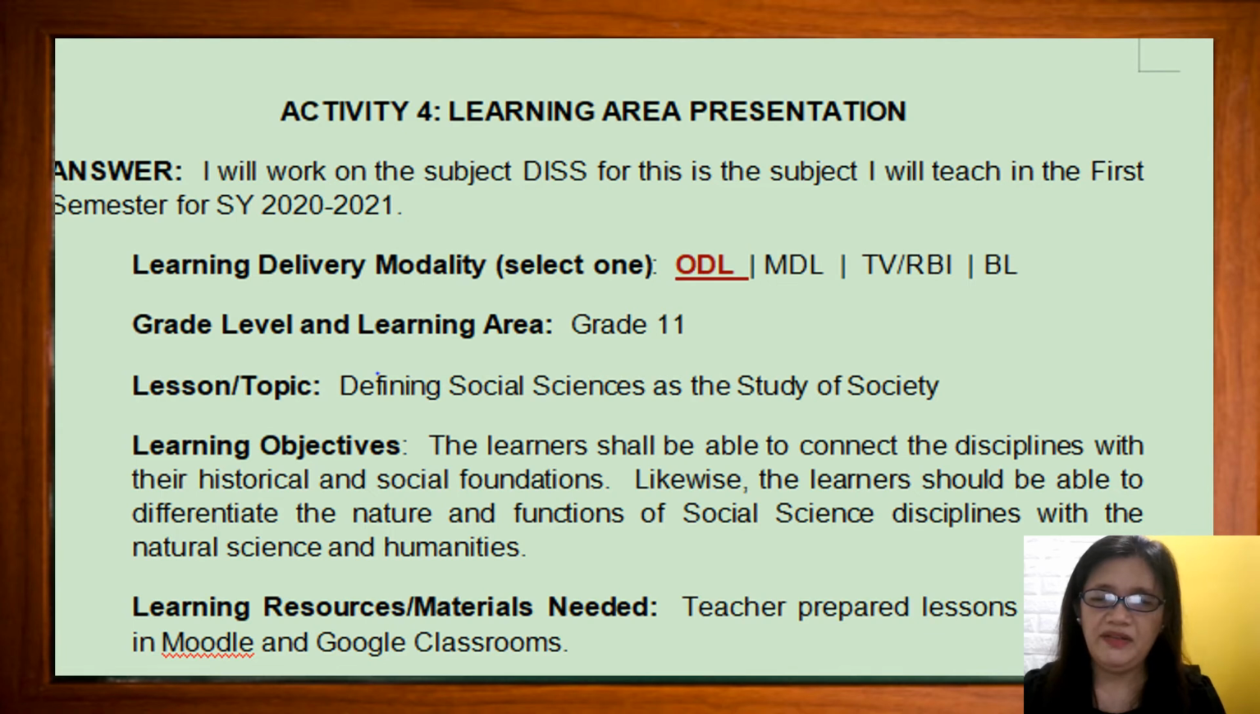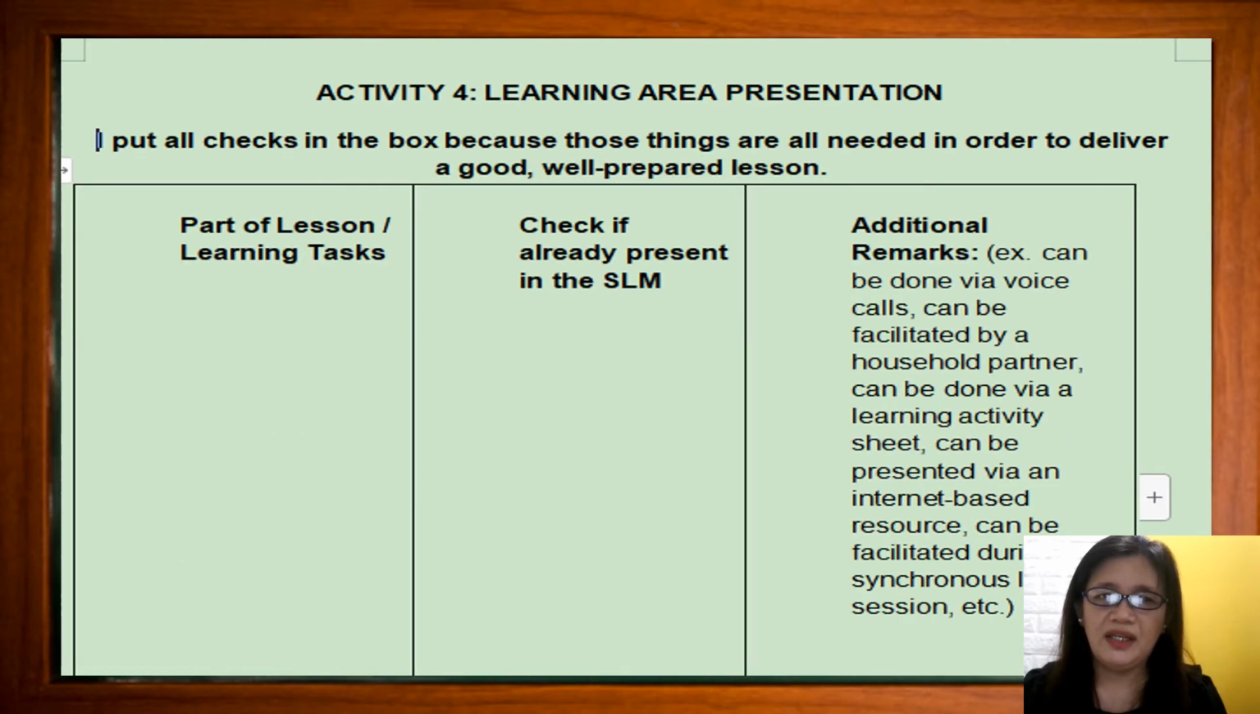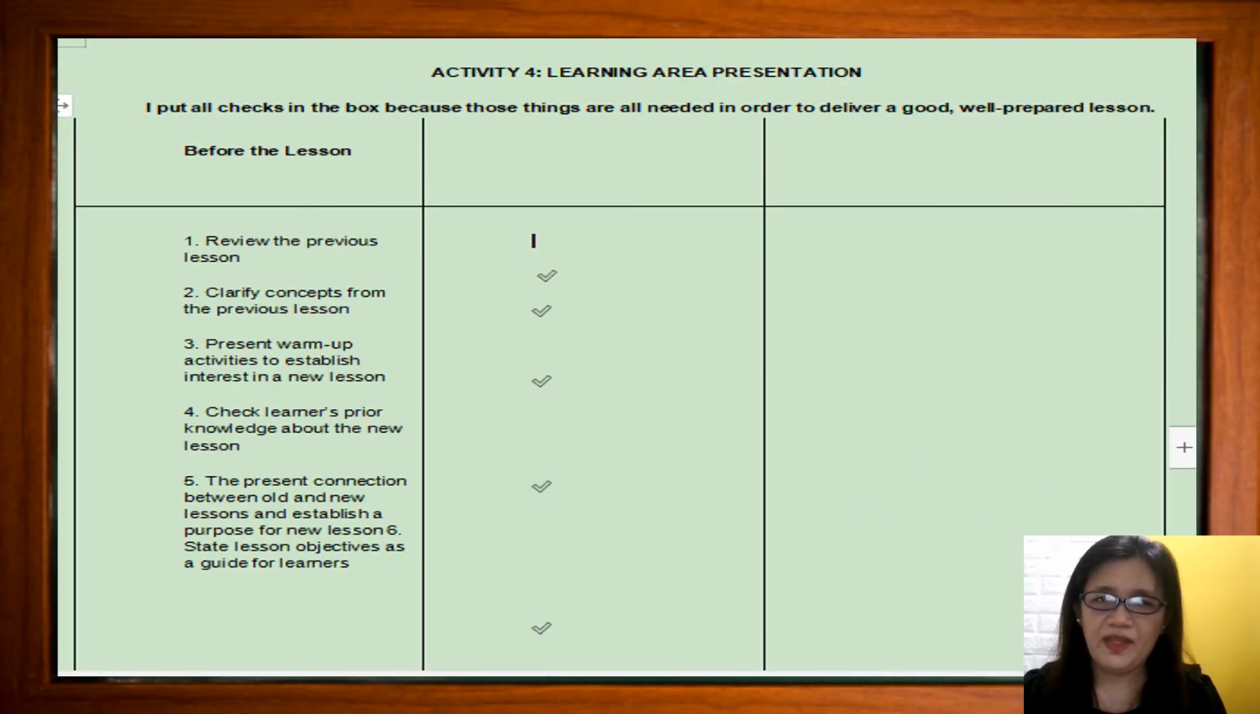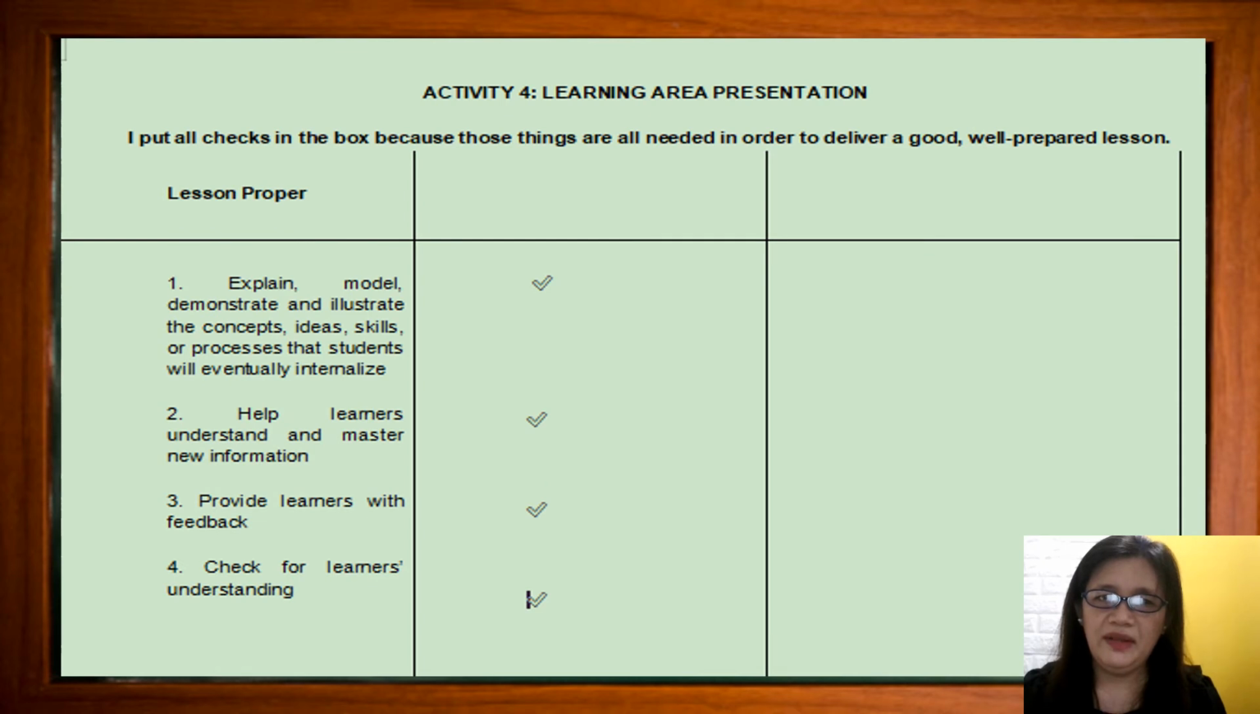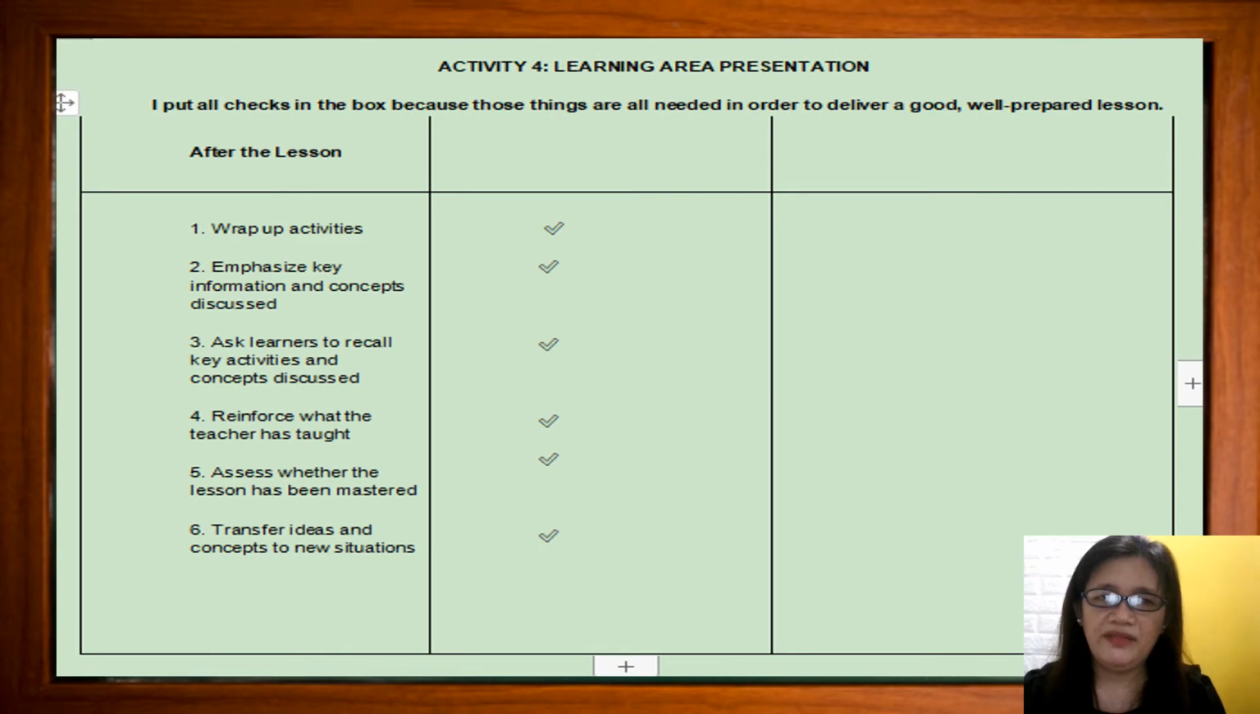Okay, so the lesson topic: defining social sciences as a study of society. I have here the learning objectives, the learning resources, and the learning area presentation, the parts of the lesson, a check if already present in the SLM, and the remarks. I guess everything before should be done before the lesson. In the lesson proper, here are the items included. And after the lesson, they should be the things that must be done after the lesson.